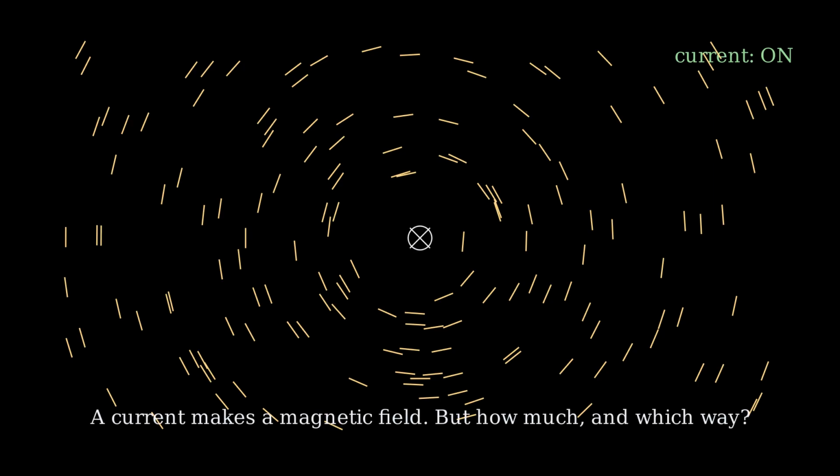Every filing wheels around and lines up into rings. The wire has dressed itself in perfect circles of magnetism. A current makes a magnetic field.